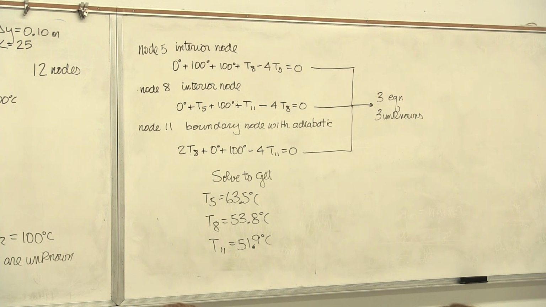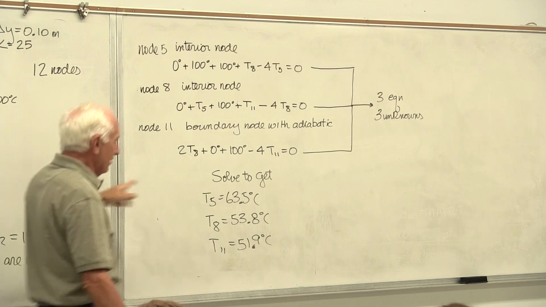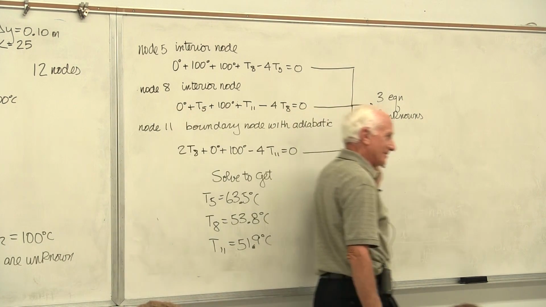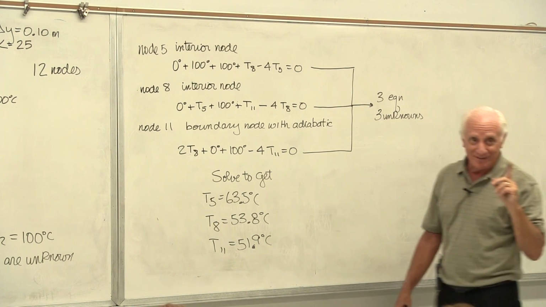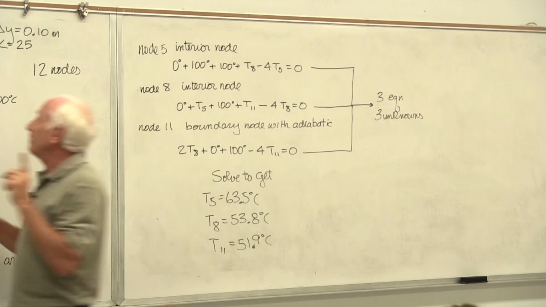Okay, unknown temperatures. 1, 2, 3, 4, 5, 6, 7, 8, 9, 10, 11, 12, 13, 14, 15, 16, 17, 18. Okay, this was a 3 by 3 matrix inversion. Now it's 18 by 18. Now you do that again. Say, I'm going to make it half that.